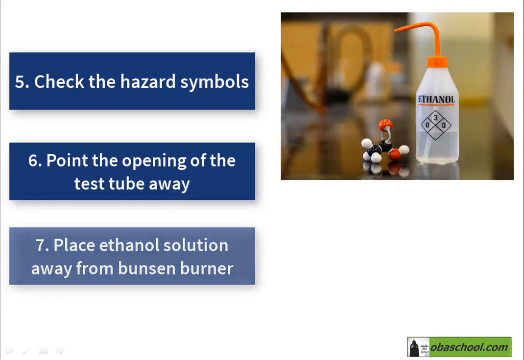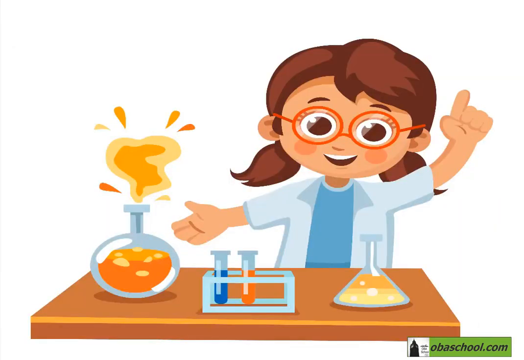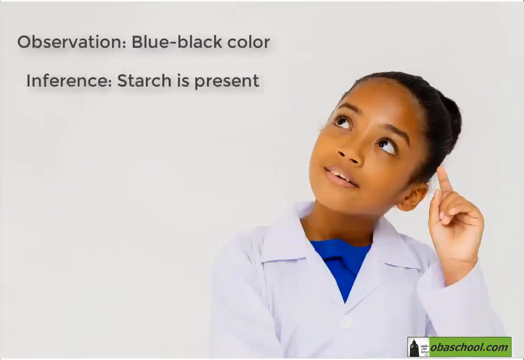7, ethanol is highly flammable, so place it away from the Bunsen burner. Finally, let's summarize and test our knowledge of food tests by answering these questions.